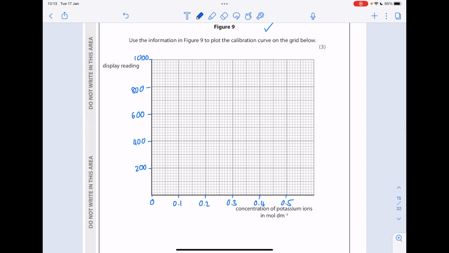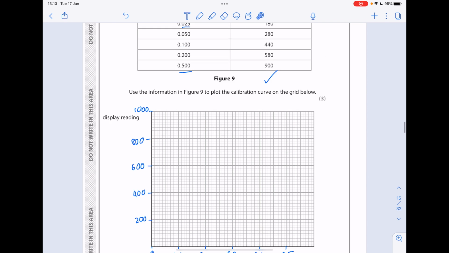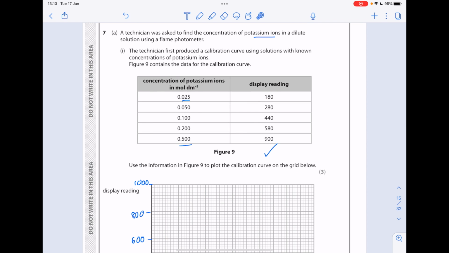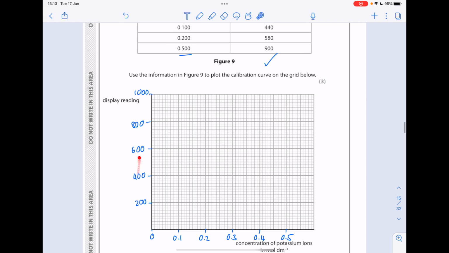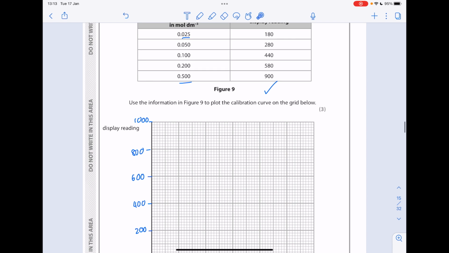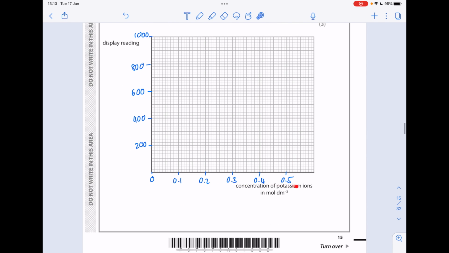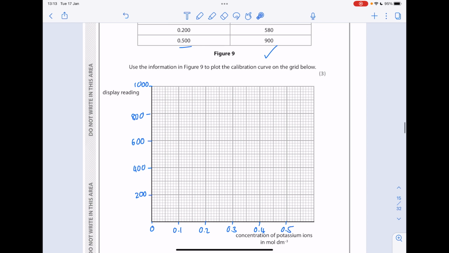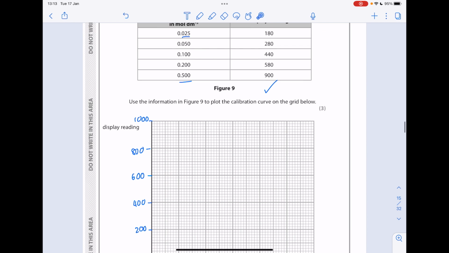So as you can see here, I've picked sensible scales. We're going from 180 to 900, so I'm going to make sure I'm occupying a large amount of the graph paper on this side, and then on the x-axis we're going from 0.025 up to 0.5. Again, that's the sensible x-axis scale, and now we can plot.